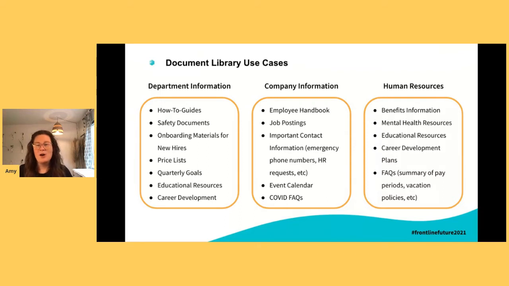Next up, we often see company information as a big category within the document library. So a few examples I put here are an employee handbook. This could be with just everything company-wide that's going to be standard across all departments, whether it's internal policies, dress codes, different information like that, that employees can reference whenever they have a question.